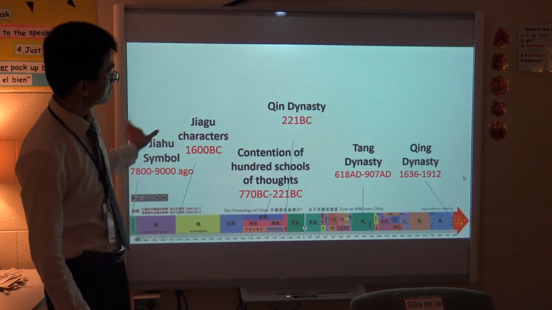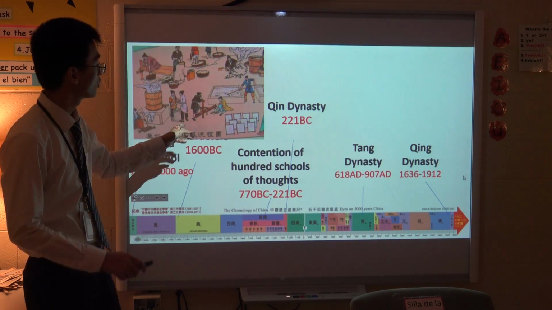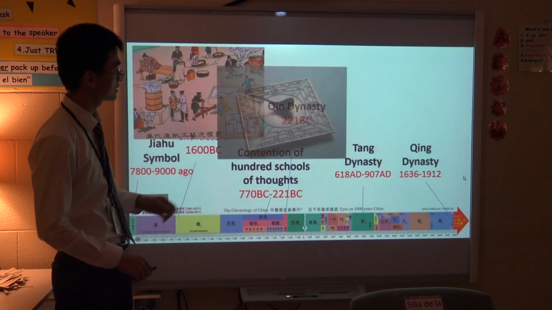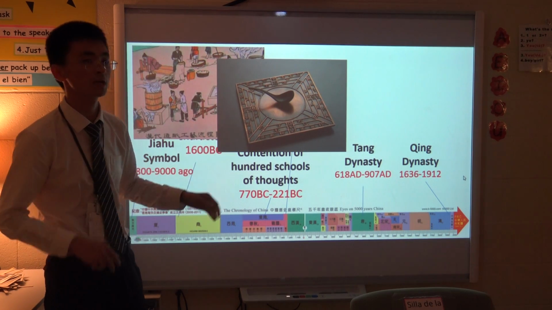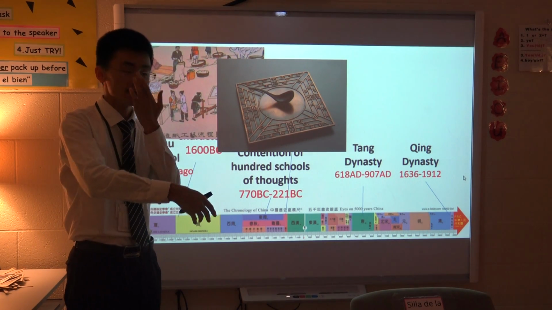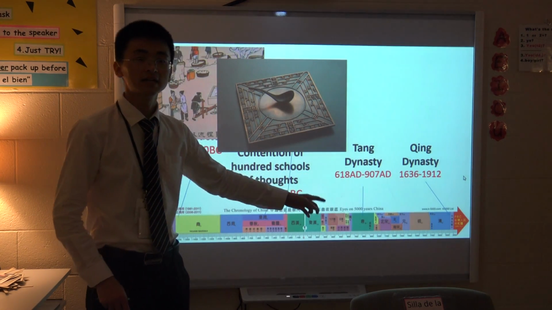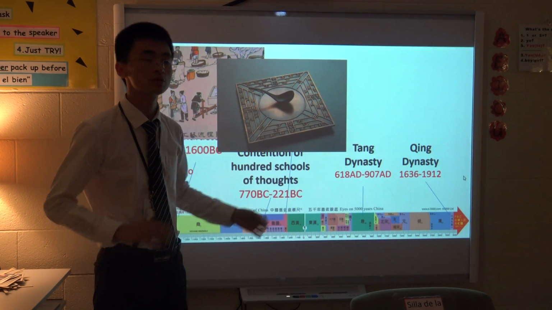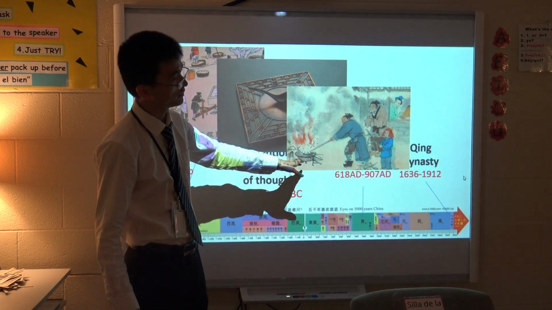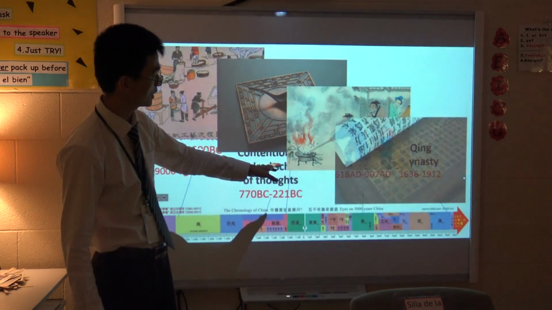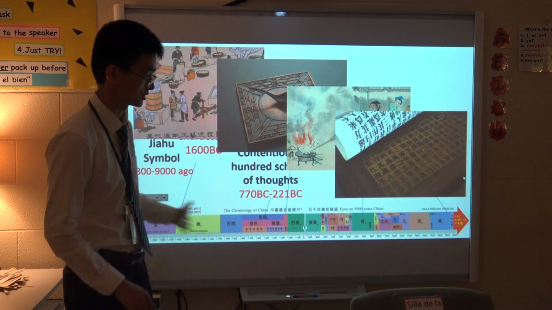Along the timeline, we have the famous four great inventions. The first one is how to make paper. This one is the compass, to find the north, and we used it to travel around the world. About 600 years ago, a Chinese person called Zheng He used the compass to travel to Africa. Then the gunpowder. And the fourth one is printing. These are the four ancient inventions along the timeline.